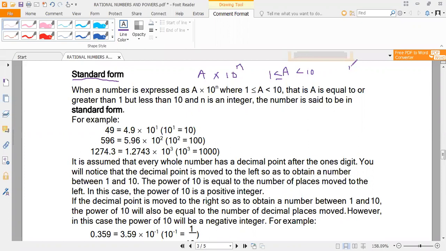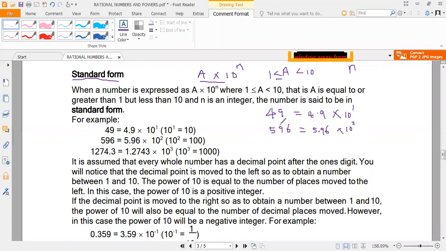If you have a number like 49, this can be expressed as 4.9 times 10 to the power 1, because 10 to the power 1 is the same as 10. So if we have a number 596, this can be expressed as 5.96 times 10 to the power 2.